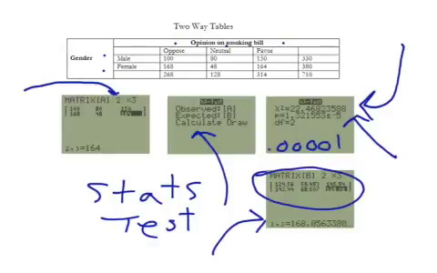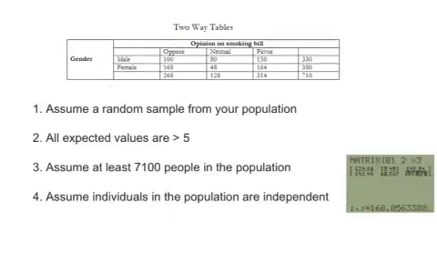All right, we've done the math. If you want to see how to do them individually, watch the other video on two-way tables. Check our assumptions. Remember, we have a random sample from our population. We have one random sample. All the expected values need to be greater than 5, and they are. We have the 10-to-1 rule. Assume at least 7,100 people in the population, and just for fun, we're going to assume individuals in the population are independent from one another.